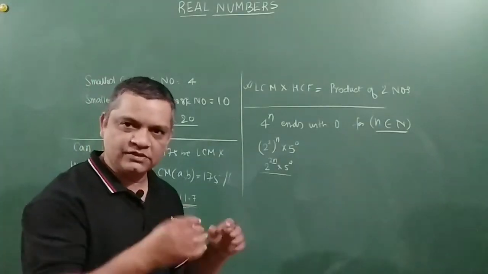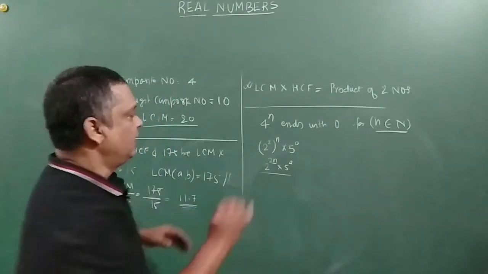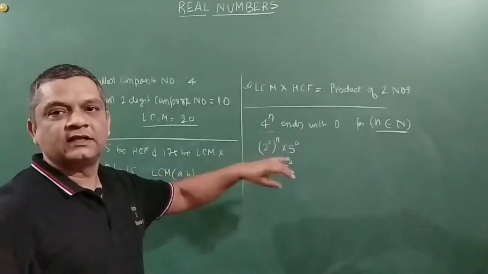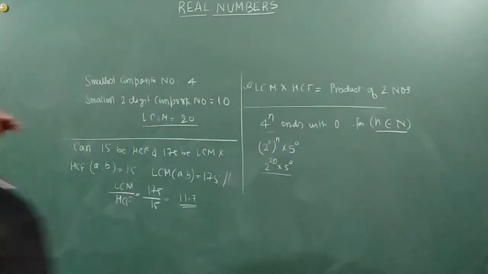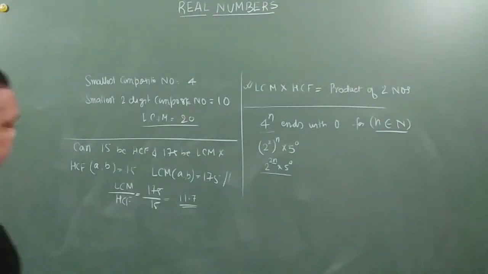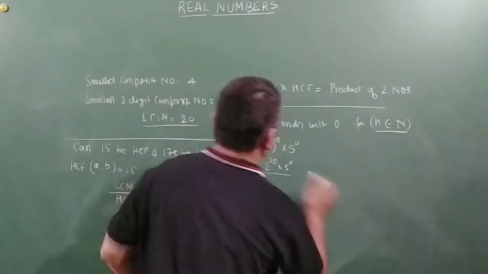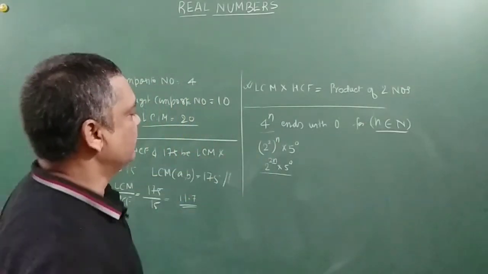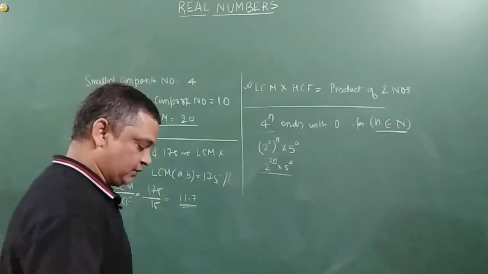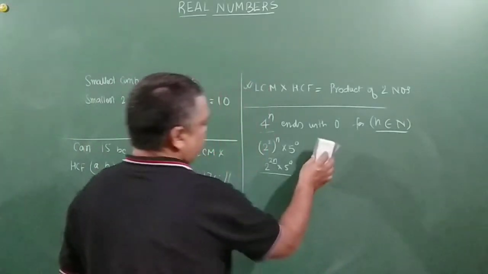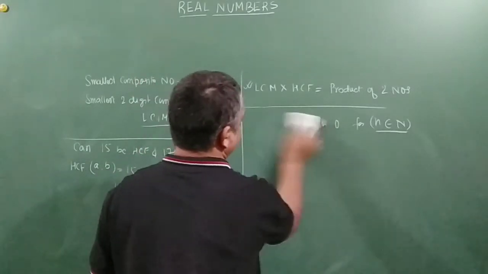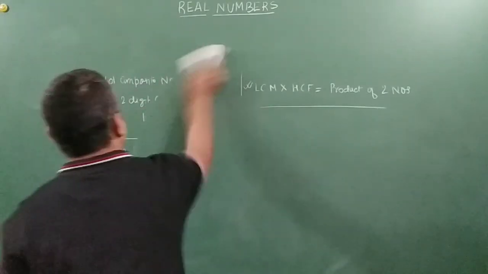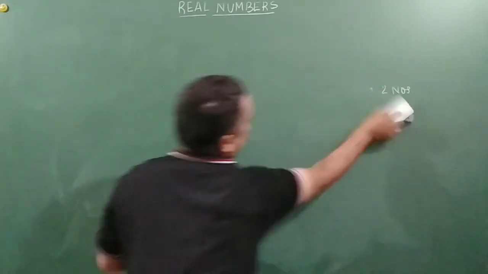I hope I have given you the concept. You have understood the concept. So for this kind of things, we first try to express this in the form of 2 raised to power n and 5 raised to power m. Okay. So that is how we do it. There will be a few questions coming up next wherein we will try to find out whether this will end with 0 or not. Now I will clear up the board and then we move forward.